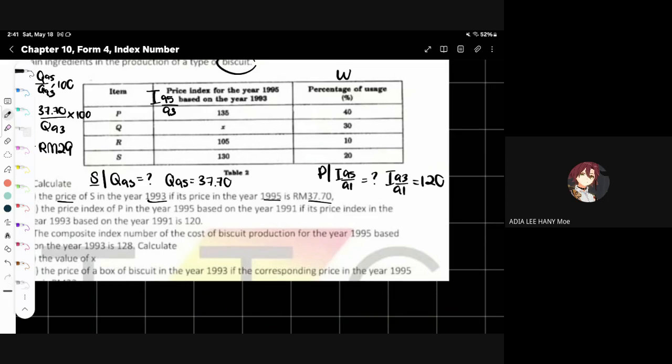You know why? Because they mention how many years? They mention 3 years. Ayo, sorry, my tablet. I cannot write for some reason. It's because I've been charging my tablet. It's overheating. So they mentioned 3 years: 1995, 1991, and 1993.